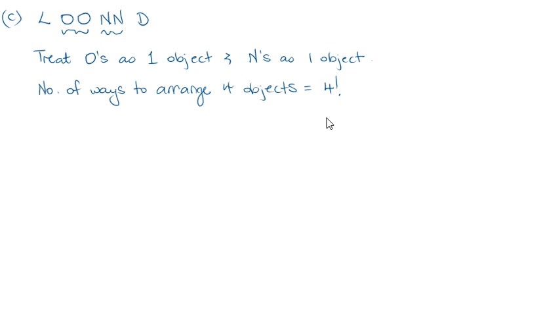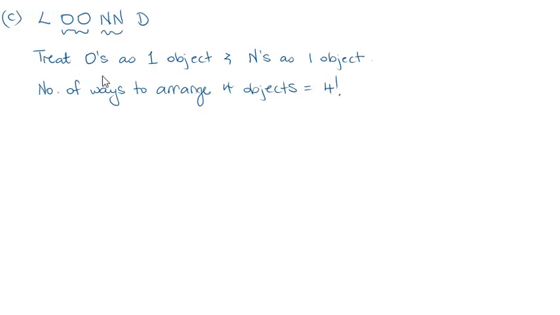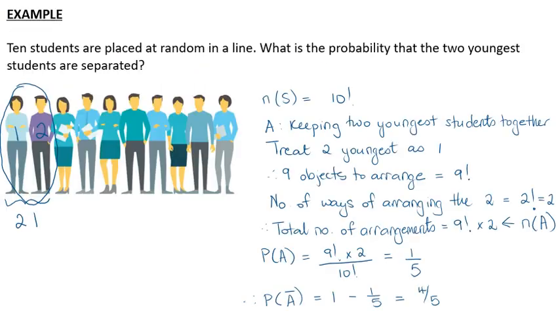And then, unlike with the 10 students, let's go back to that question. We had an additional piece here of arranging those two youngest between themselves. But we don't have that in this case because the two O's that we are treating as one object are indistinguishable. So are the two N's. Unlike those two students that were clearly different, with OO you can't tell the difference between the two O's, and with NN, you can't tell the difference between the two N's. So we don't need this piece. We don't have to do this part of it.